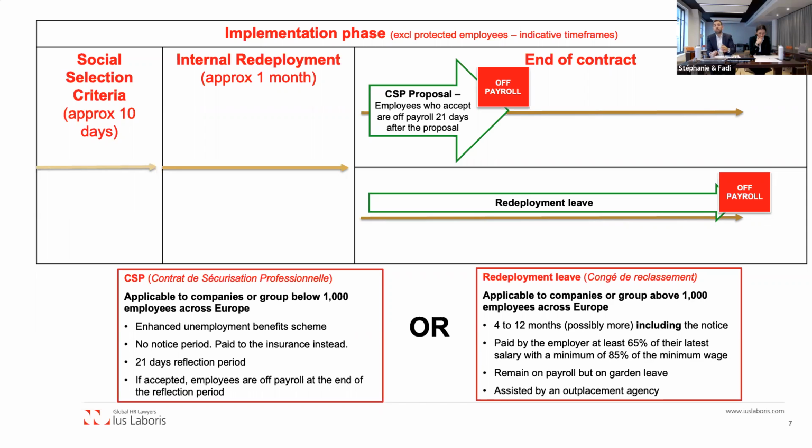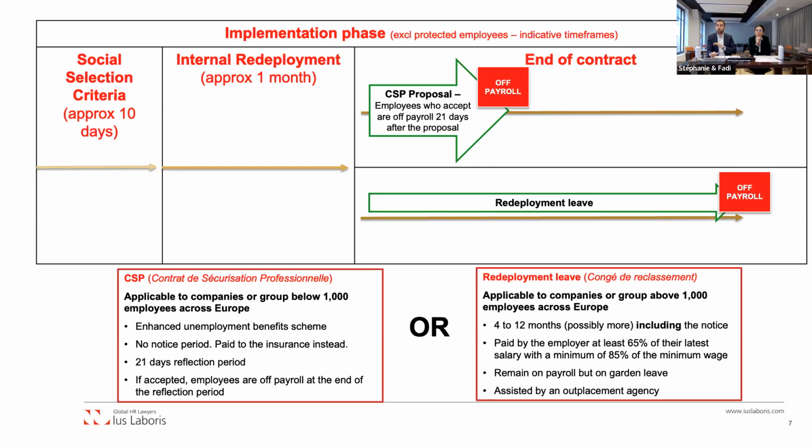And also the employees are off payroll 21 days after the proposal of the CSP has been made. So in a nutshell, you propose a CSP, you tell them we're making you redundant. They have 21 days to accept. If they do accept, which will be the case for most employees who have more than 1 year length of service, most of the time they will accept. Then 21 days after that, they are off payroll.